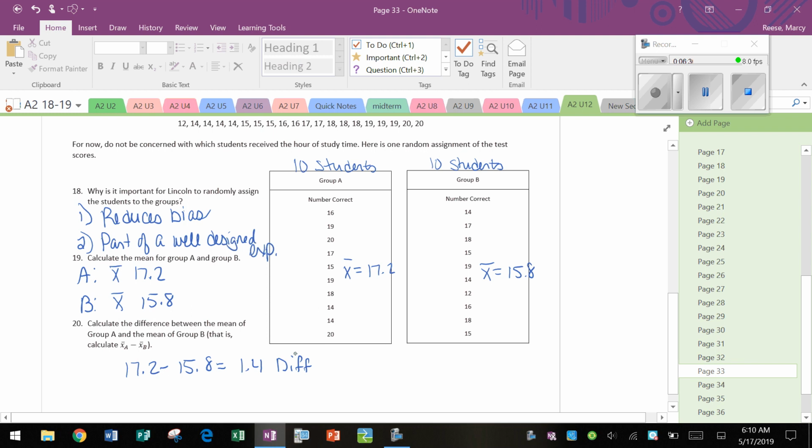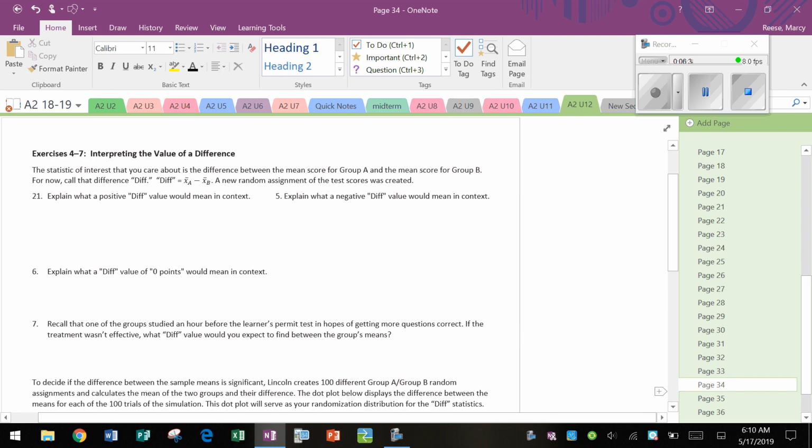All right, so let's flip it. Now, we're going to interpret the value of a diff. I told you there's not a lot of math in this one. So really you're just going to be doing some subtractions and interpreting them. All right? So, not hard.